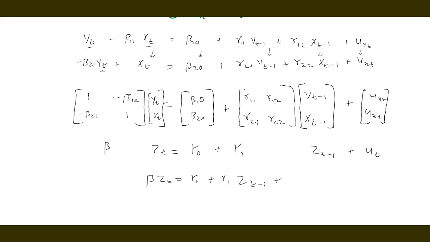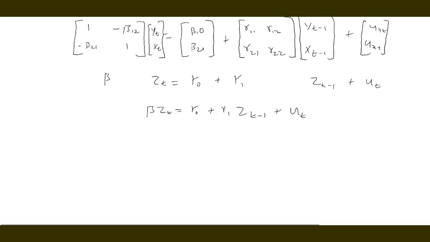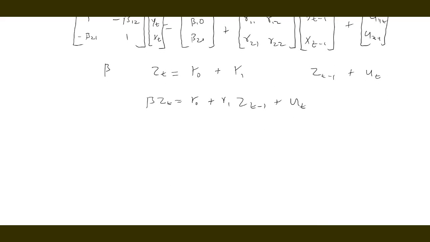The short form is beta zt equals gamma naught plus gamma 1 zt minus 1 plus ut. Notice that it is almost like an ordinary least squares equation, but here we have one problem. We have beta on the left hand side, so we want this beta on the right hand side.